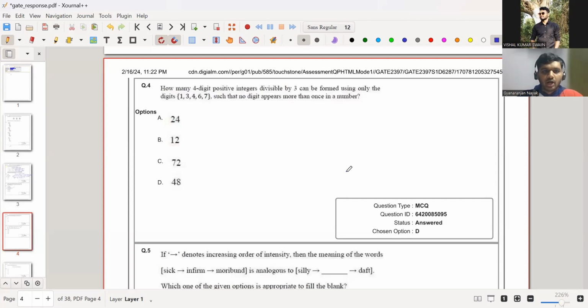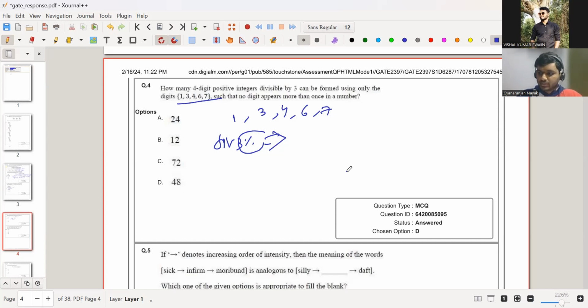So here, how many four-digit positive integers divisible by 3 can be formed using only the digits 1, 3, 4, 6, 7, such that no digit appears more than once in a number. So here we know the divisible by 3 formula. Okay, if the sum of the digits of the number is divisible by 3, then the number is divisible by 3.